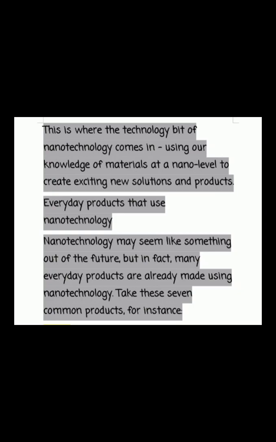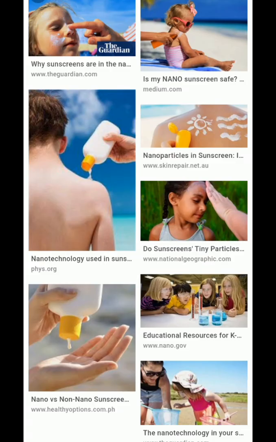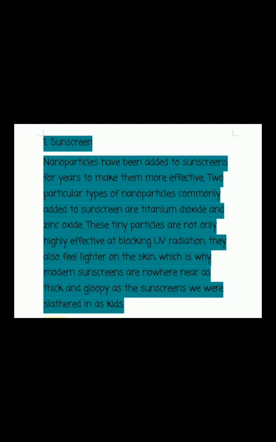Take the 7 common products for instance. Number 1. Sunscreen. Nanoparticles have been added to sunscreen for years to make them more effective. Two particular types of nanoparticles commonly added to sunscreen are titanium dioxide and zinc oxide. These tiny particles are not only highly effective at blocking UV radiation, they also feel lighter on skin, which is why modern sunscreens are nowhere near as thick and gloopy as the sunscreen we were slathered in as kids.